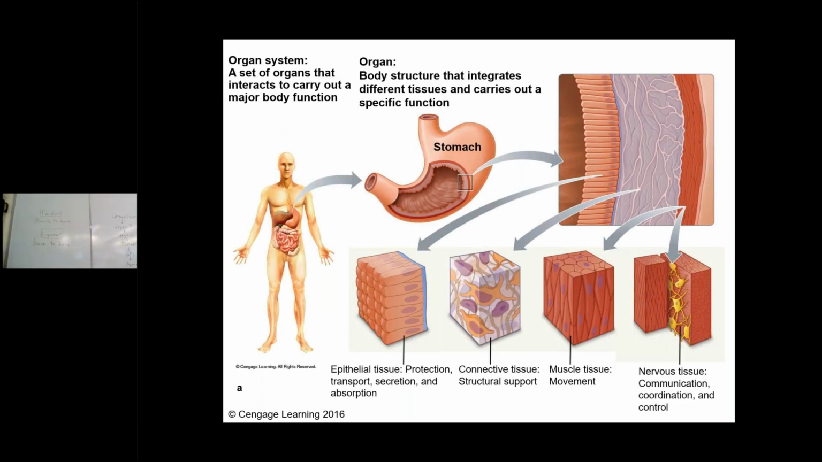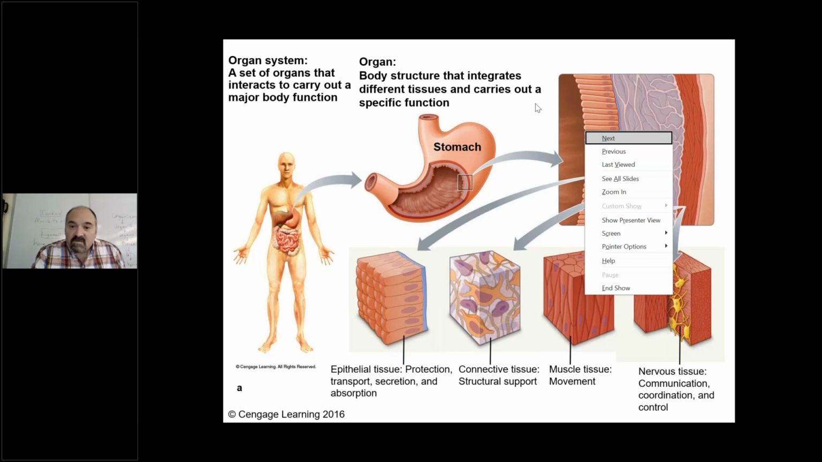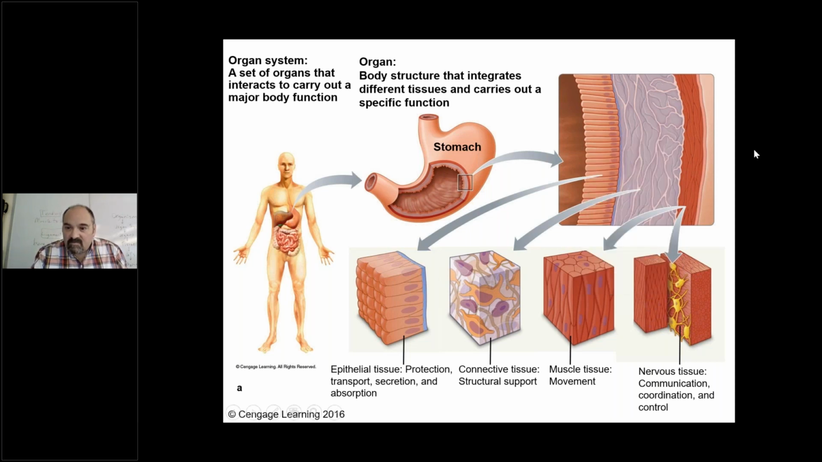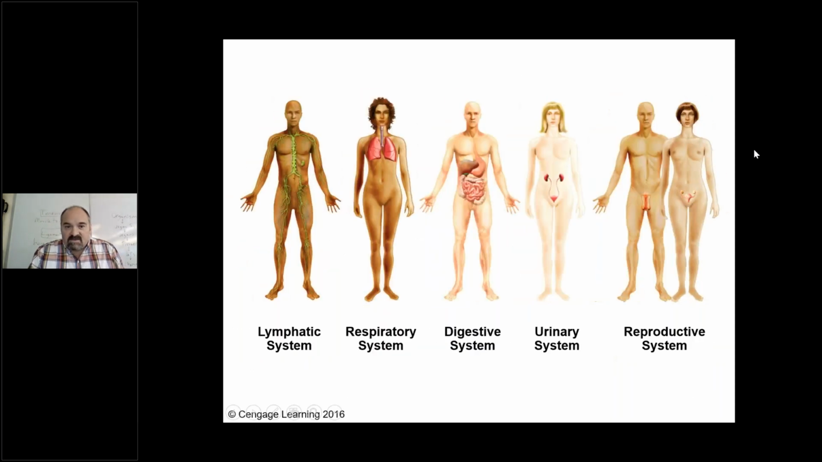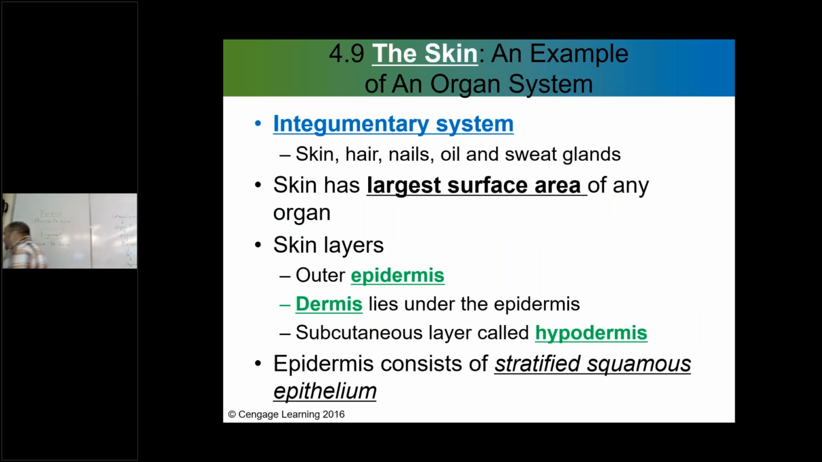And this slide here is what we talked about at the beginning of class, right? From organism to the cellular level: organism, organ systems, organ, tissues, and cells. That's what you're seeing represented on this slide right here.